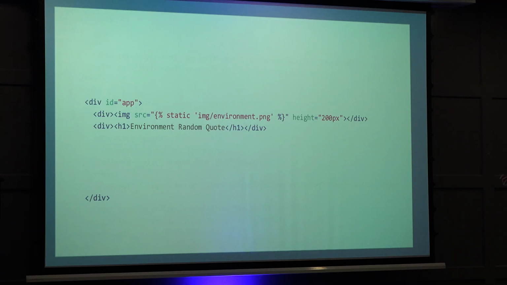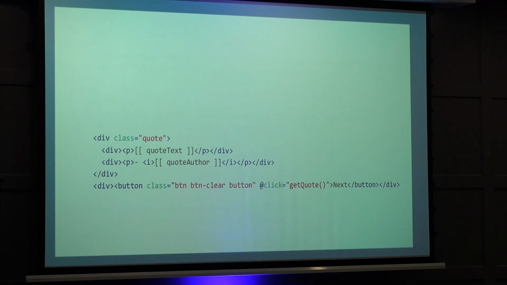We have an image at the top, and then the title, a header. And then in here we have the 2 Vue.js variables, which are quote text and quote author. And then we have a button at the bottom, which just gets the next quote.